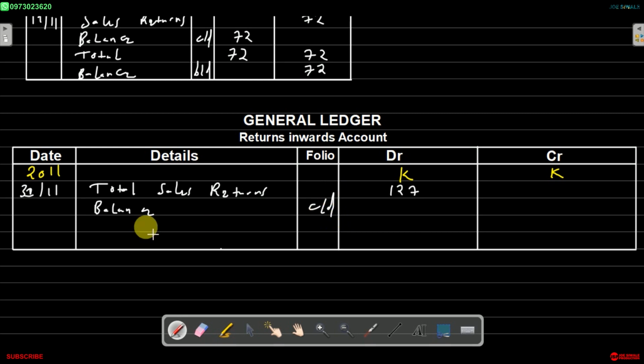carry it down, you can find the total there, and you can find the balance brought down. Our total there, we're going to have 127 on the debit side and 127 on the credit side. The balance carried down is going to be shown on the credit side as 127, and the balance brought down is going to be shown on the debit side as 127. So that's how you can prepare the returns inwards daybook. If you have questions, please ask in the group.